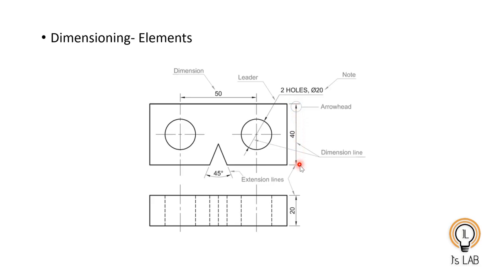This one is the dimension line, and all these are our dimension lines. And these are extension lines. You can see here some extension also here. It should be a minimum 3 mm extension. That also I think you remember. So these are the elements of dimension.